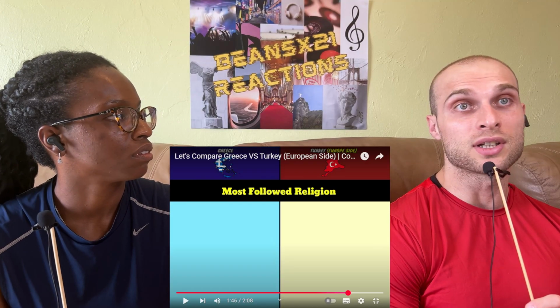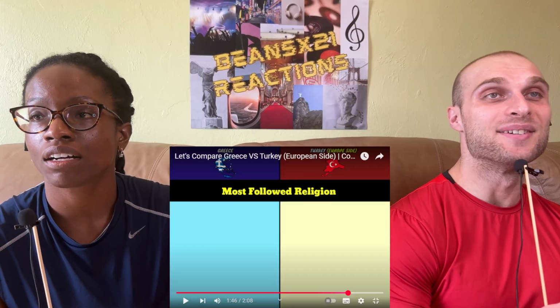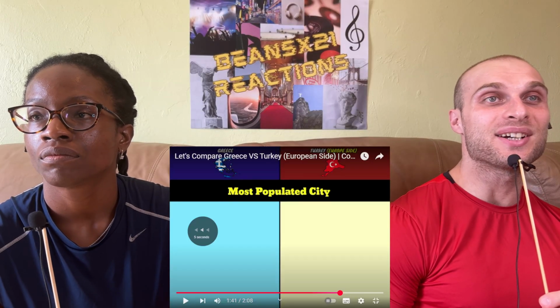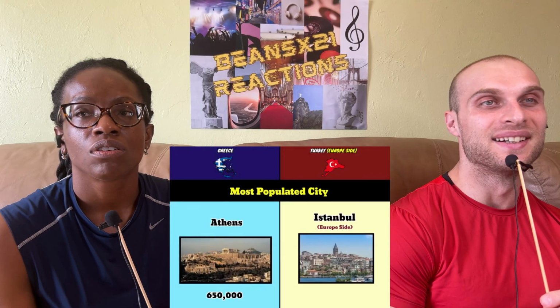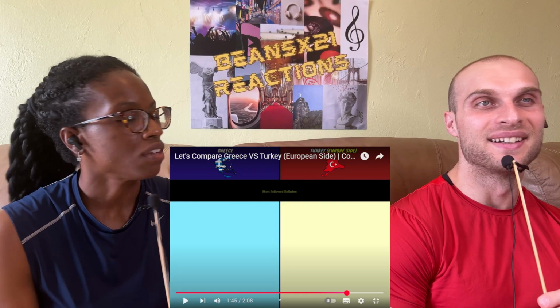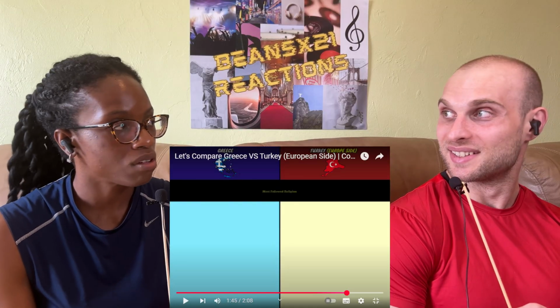The whole country lives in one city. Wow. Wait, go back. How many? Athens, 650,000. European part of Istanbul, 10 million. That's why I was asking you. What's another city outside of Istanbul? There is no other city. That's why we don't know. It's a bunch.